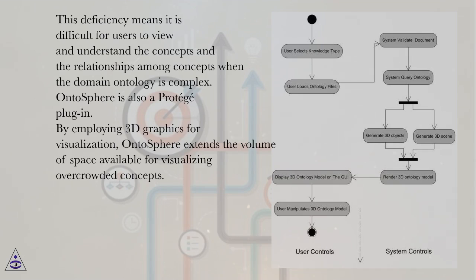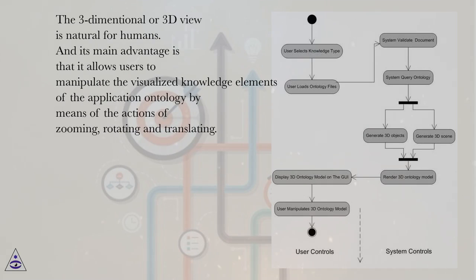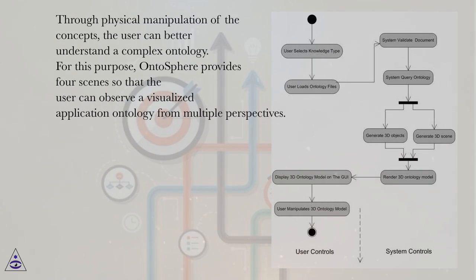Ontosphere is also a Protégé plugin. By employing 3D graphics for visualization, Ontosphere extends the volume of space available for visualizing overcrowded concepts. The three-dimensional or 3D view is natural for humans. And its main advantage is that it allows users to manipulate the visualized knowledge elements of the application ontology by means of the actions of zooming, rotating and translating. Through physical manipulation of the concepts, the user can better understand a complex ontology. For this purpose, Ontosphere provides 4 scenes so that the user can observe a visualized application ontology from multiple perspectives.